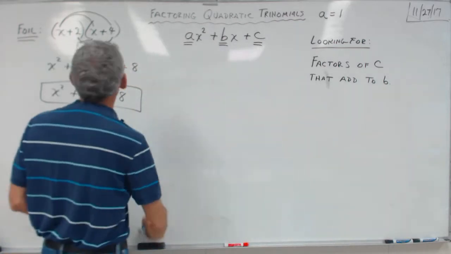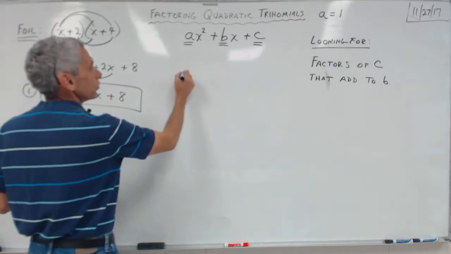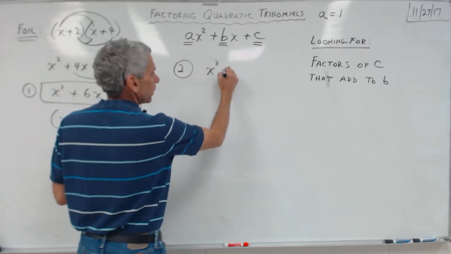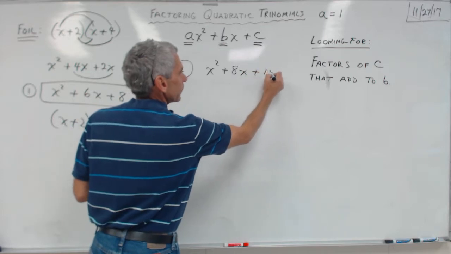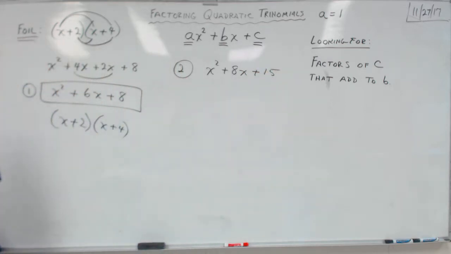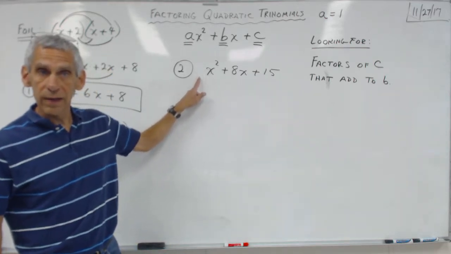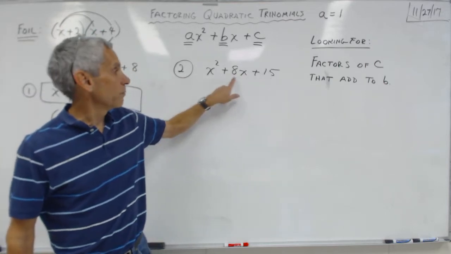Let's see, I'll leave that up for now. Okay, so that was number 1. So here's number 2. Okay, let's say I had x squared plus 8x plus 15. Right? So here we go. I have a trinomial. A is 1, my C is 15 and my B is 8.